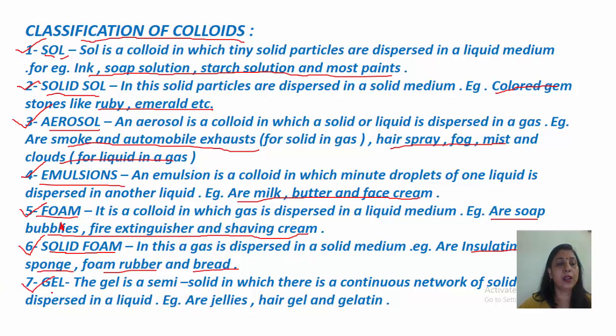Number seventh, gel. Gel is a semi-solid in which there is a continuous network of solid particles dispersed in a liquid. For example, jellies, hair gel, and gelatin.